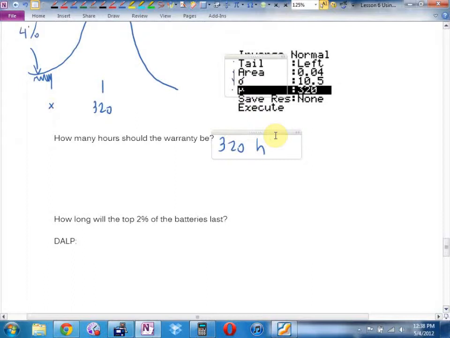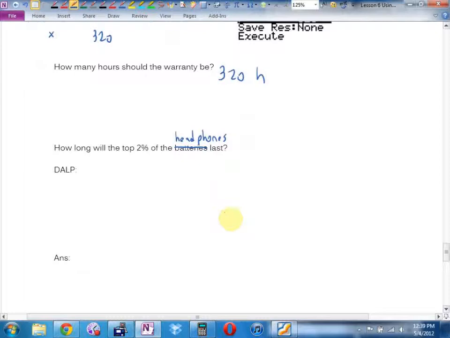You cross out the word batteries and make it headphones. You can see I was cutting and pasting questions here. How long will the top 2% of the batteries, sorry, headphones, last? Let's quickly draw a little picture. The mean was 320. The top 2% would be way over here somewhere, and this area here is the top 2%.